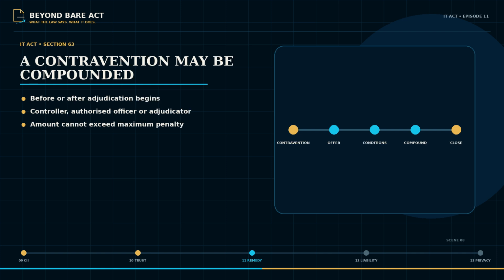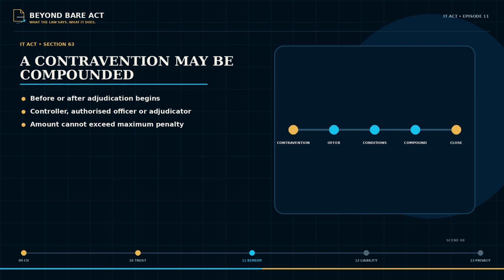Section 63 deals with compounding of contraventions, which is different from compounding criminal offences. A contravention under the Act may be compounded before or after adjudication proceedings begin by the controller, an officer specially authorised by the controller, or the adjudicating officer, as applicable, subject to specified conditions. The compounding sum cannot exceed the maximum penalty that may be imposed for the contravention.